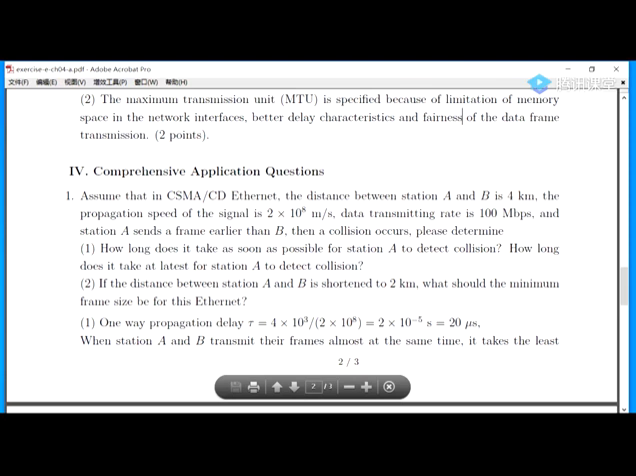1. How long does it take, at the earliest, for station A to detect the collision? How long does it take for station A, at the latest, to detect the collision? Question 2, if the distance between station A and B is shortened to 2 kilometers, what should the minimum frame size be for this Ethernet?